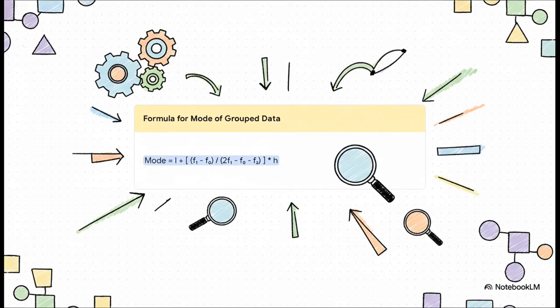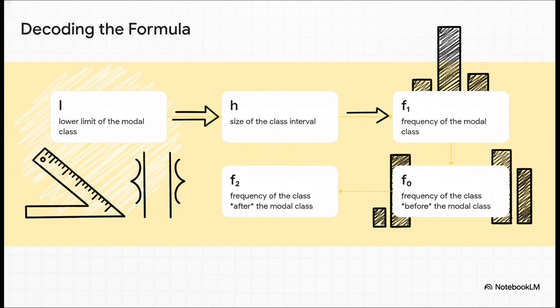And here it is, our magic formula. Now, I know, it might look a little intimidating at first glance, but please don't worry. We are going to break it down into very, very simple parts. See? That whole big formula is just made up of these 5 simple pieces. L is just the lower limit of our modal class. H is the class size. F1 is the star of the show, the frequency of the modal class itself. Then F0 is the frequency of the class just before it, and F2 is the one right after it.